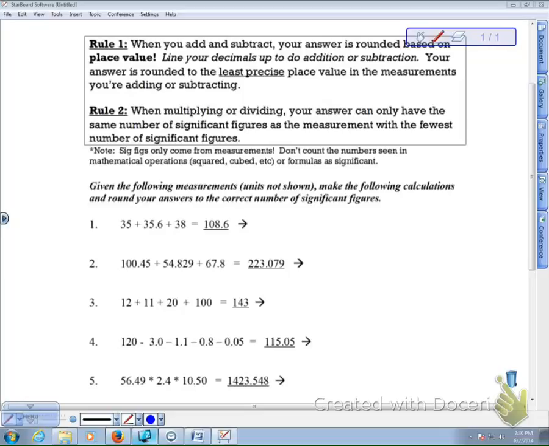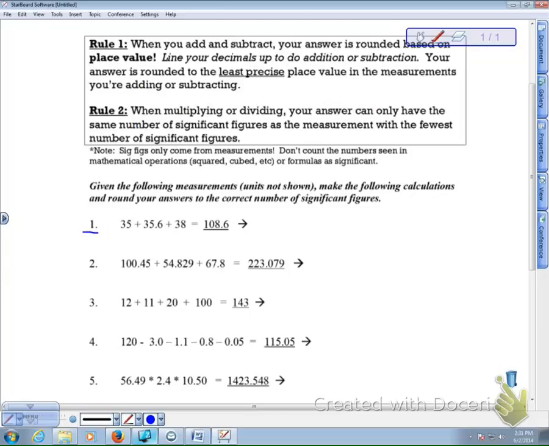When you add and subtract, your answer is rounded based on place value. And that's the important thing to remember, place value. You line your decimals up to do addition or subtraction. Your answer is rounded to the least precise place value in the measurements you're adding or subtracting. What least precise generally means in layman's terms is the place value where the guess first shows up in your answers.